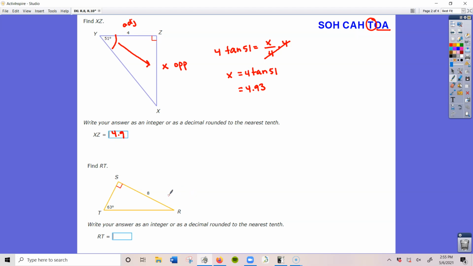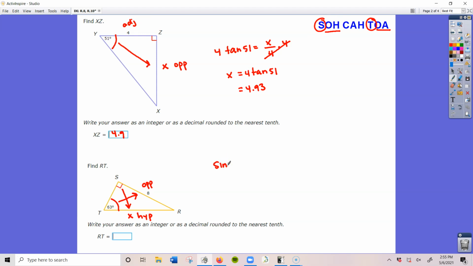Last one here for R8. We have here my angle 63. I need to solve for RT. RT is this side here, so I'm going to call this x. Now the 8, that's across from the 63, this is the opposite. The x is across from the 90, so this is the hypotenuse. So opposite hypotenuse, that means that we would have to use sine.